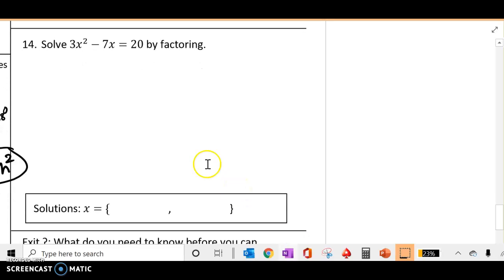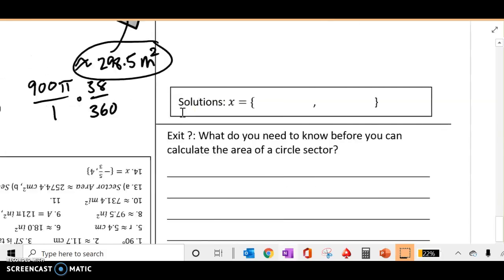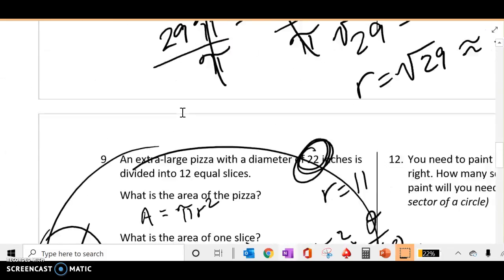And that's it. Question 14. A little hint, if you're solving that by factoring, move everything to the same side first. Okay, look for a GCF. If you don't have a GCF, factor it. Use your grouping method to factor it, then set your two factors equal to 0, and then solve for x. All right, I got through all the odds there.